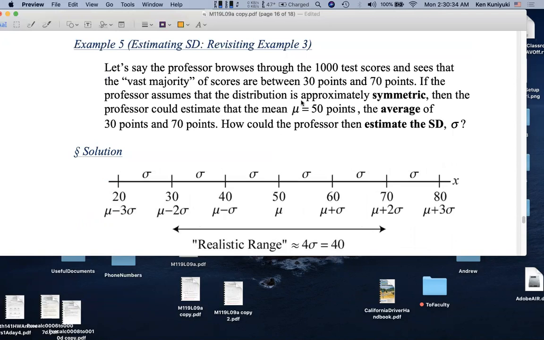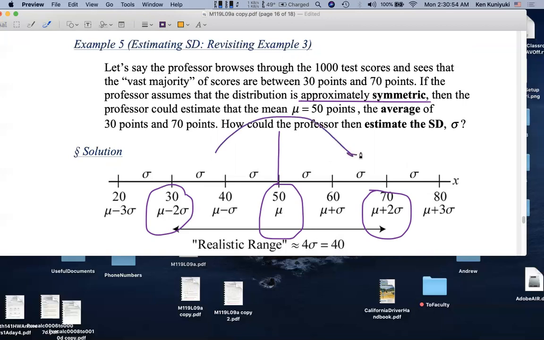So if I assume approximate symmetry, then if the usual range, the realistic range, is going from 30 points to 70 points, then by symmetry, I can assume that 50 points is the mean. That's right in the center. It's the midpoint between 30 points and 70 points. Again, I'm not necessarily assuming a bell-shaped distribution, but I'm at least assuming approximate symmetry.